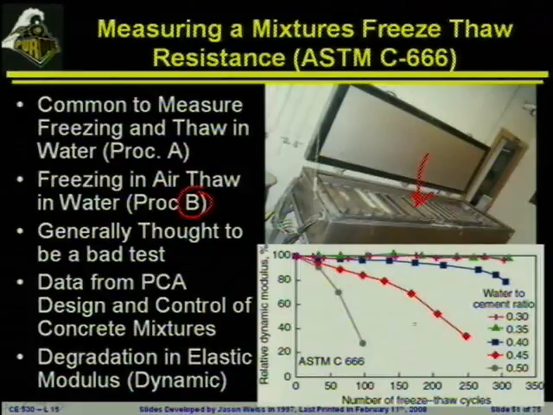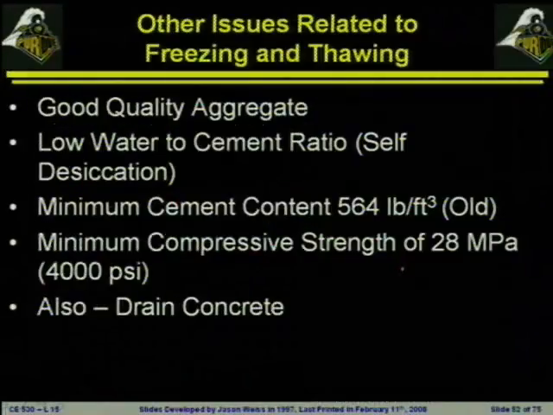You can see some typical numbers here. I believe this is from some of Ken Hover's work out of the PCA guide. Here is a high water to cement ratio concrete where it degrades. This is, again, the relative dynamic modulus degradation, the stiffness, as a function of the number of cycles. You will see that these other mixtures take a longer period to degrade. One of the reasons is it takes longer for water to get into a more dense system. So this is generally a test method that's okay, but it's not the best test method that's out there.